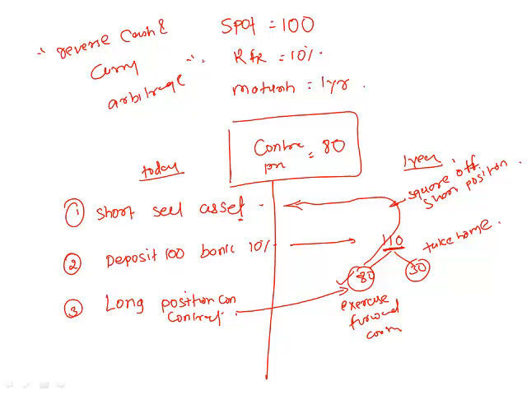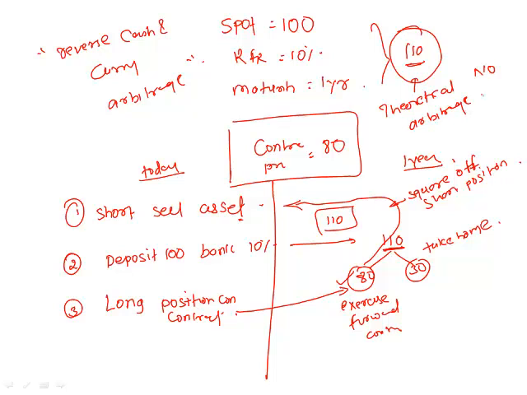Now, to avoid the possibility of making arbitrage, what should have been the price here? 110. Because at 110, I would have given the entire amount to exercise the contract. I wouldn't have been left with anything. So what it basically means is that if it was less than 110, there was arbitrage. If it was more than 110, there is arbitrage. This is the price at which there is no arbitrage, and this is called the theoretical no arbitrage future or forward price. 110.